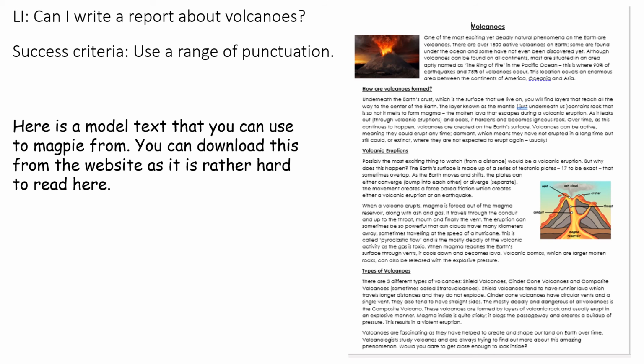Types of volcanoes. Sorry, that's my alarm going off. I'm sure Westbury-on-Trym are quite used to that.